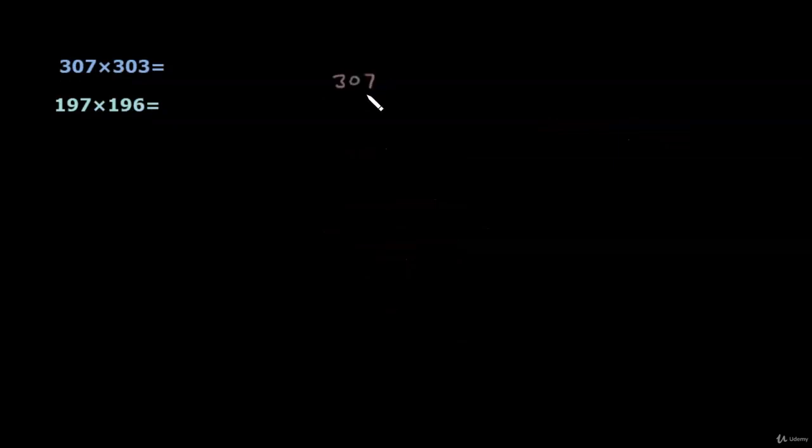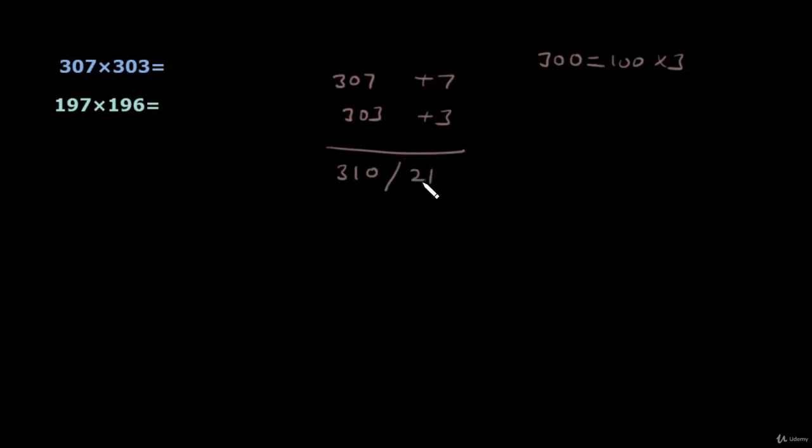Now 307 and 303. Here we can take base as 300, which is 100 times 3. So 3 is the sub multiple. Now 307 is 7 more than 300 and 303 is 3 more than 300. So we can write the first part either by adding 3 to 307 or 7 to 303. So the first part is 310. For the second part, we can multiply 7 by 3, that is 21.